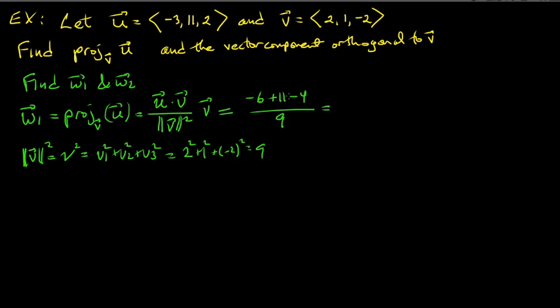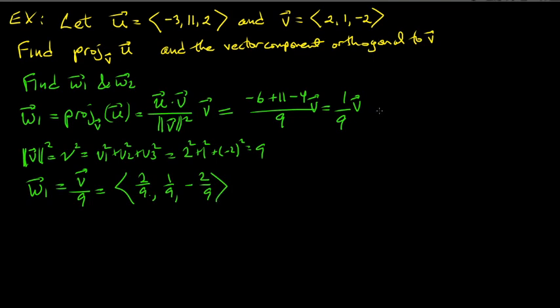So we have 11 minus 10 is 1 over 9. Oh, times v. I forgot the v here. Right. So w1, let's write that down. The vector w1 is just v divided by 9. So the components of that vector will be 2 over 9, 1 over 9, and negative 2 over 9. Or if you prefer, 2 over 9 times i, plus 1 over 9 times j, minus 2 over 9 times k.